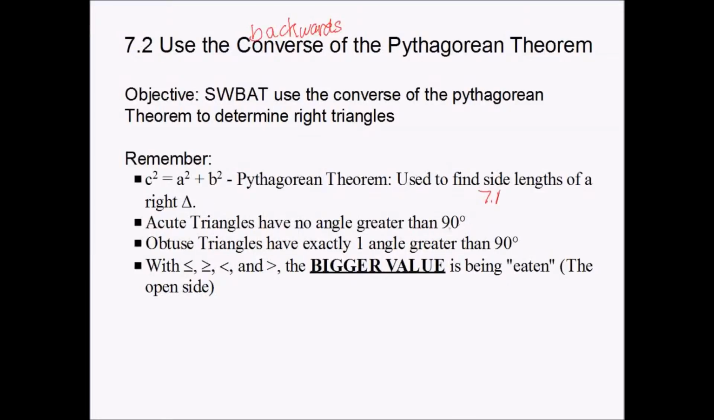Acute triangles have no angle greater than 90 degrees. They're all less than 90 degrees. Obtuse triangles have exactly one angle that's greater than 90 degrees. And with these symbols, the bigger value is always being eaten. In elementary school, they always call this the alligator or Pac-Man. It always goes towards the bigger meal.